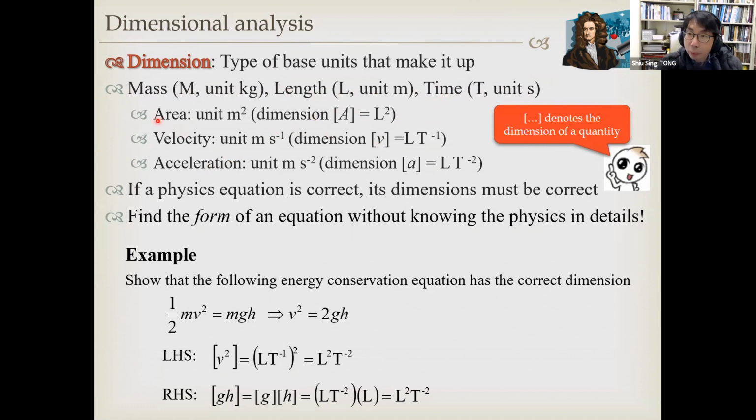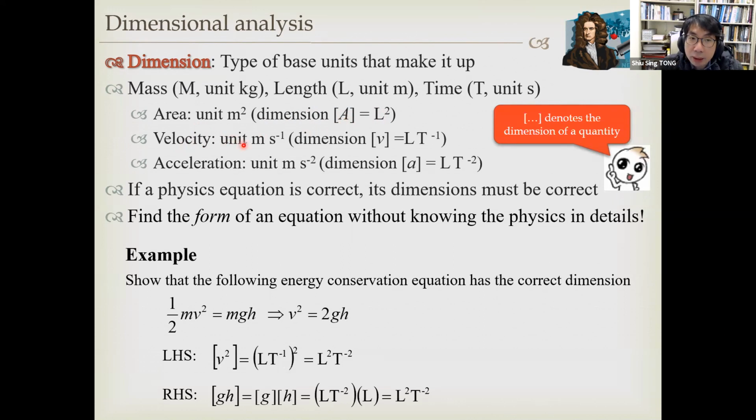And for example, if you are talking about a surface area, the area has a unit of meter squared in SI units. So that means the dimension of the area is L squared. It's a square of the length, right? Now, we use a square bracket to denote the dimension of a physical quantity. If we put that quantity inside the square bracket, what we mean is that we are finding the dimension of that quantity.